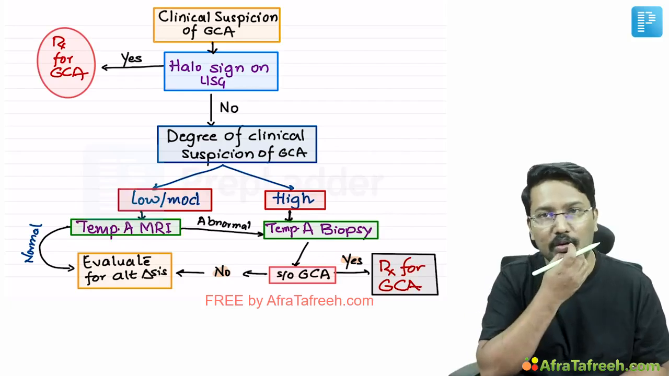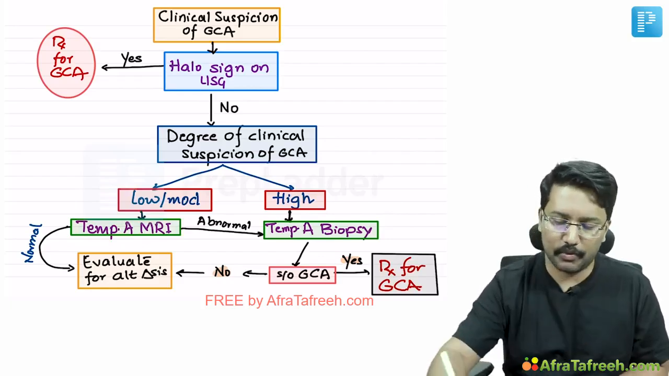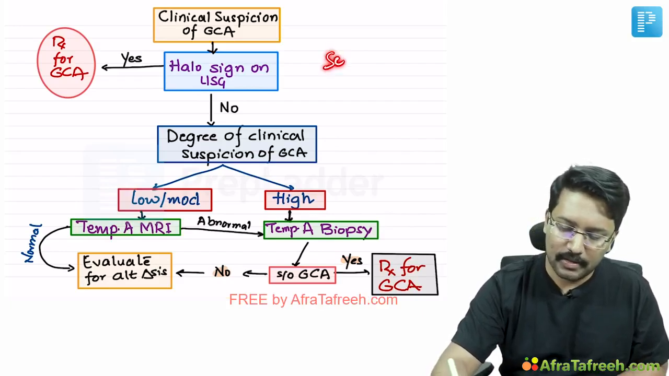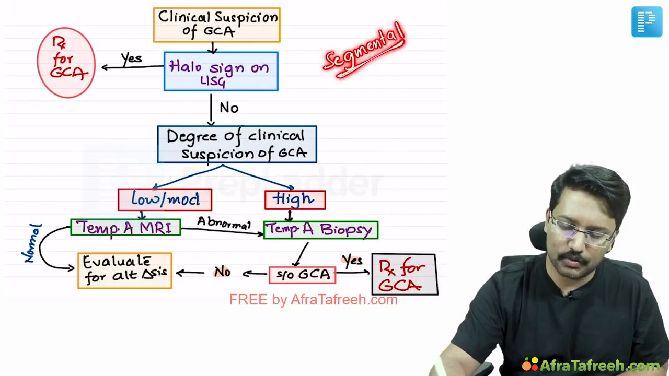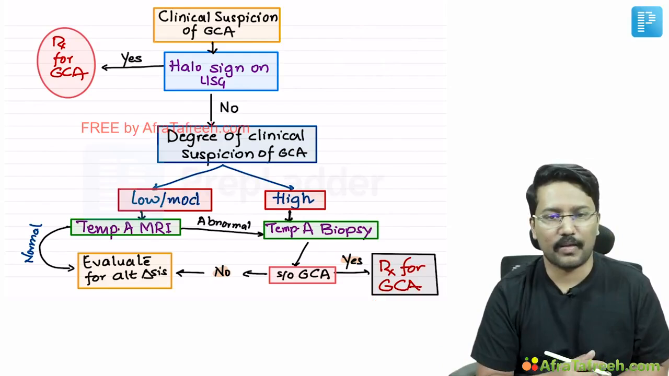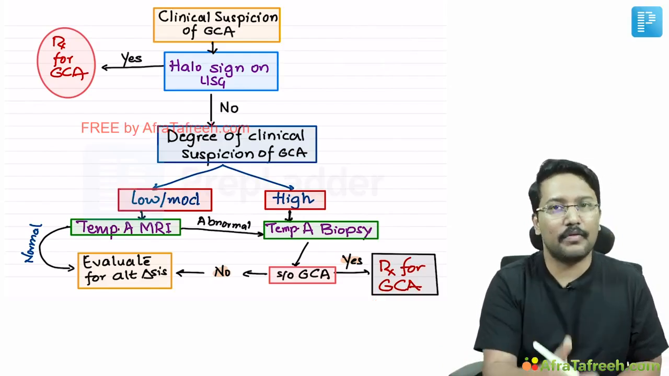So why are we talking about temporal artery MRI? I want you to remember one important point. We already know about the halo sign. The second thing we should know is that temporal artery involvement is usually patchy or segmental, and this can be easily picked up by MRI. And because MRI can do that, we can rely on this.